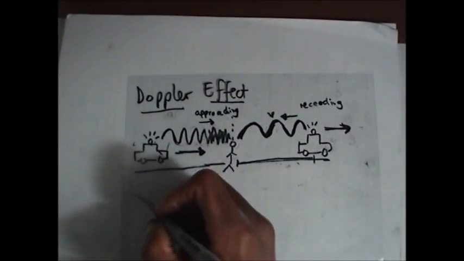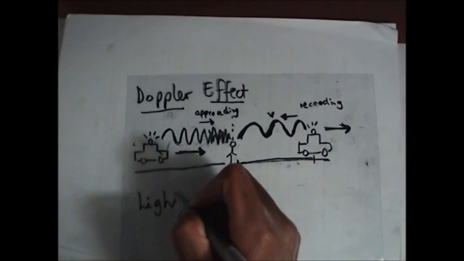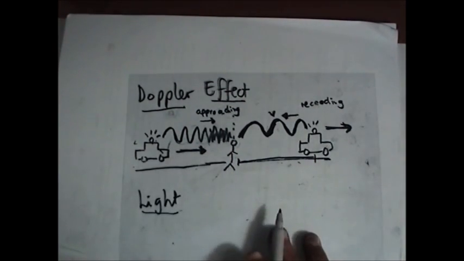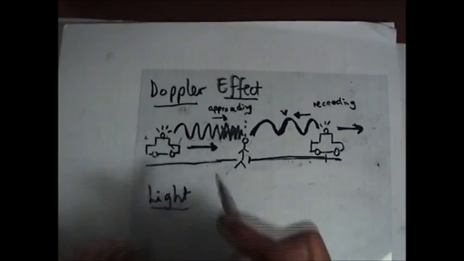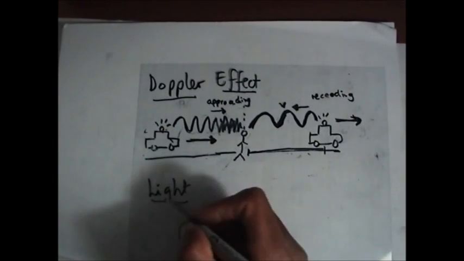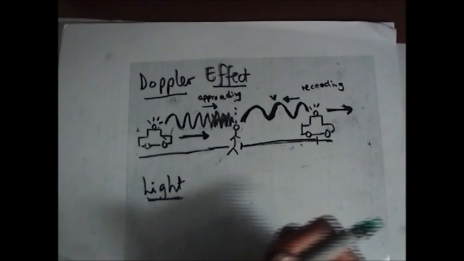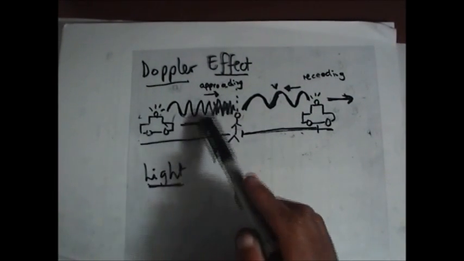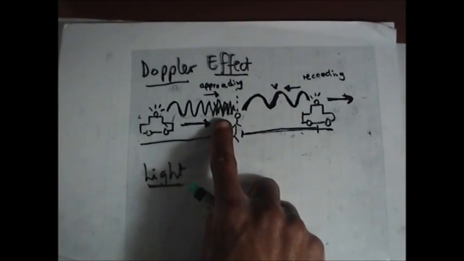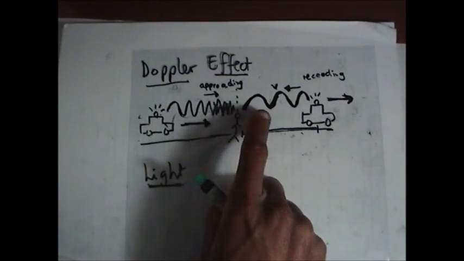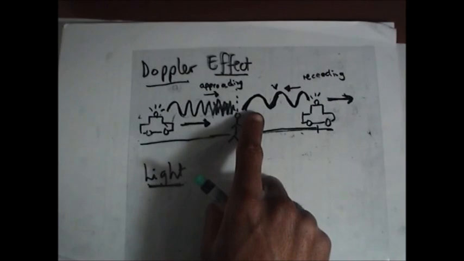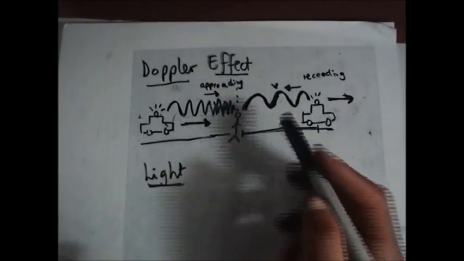But now we're not going to be talking about sound. We're going to talk about light, but the principles are the same. Imagine this was light, and we are going to discuss light using the electromagnetic spectrum. When it is approaching like this, the wavelengths get shortened, isn't it? And when it's going away, the wavelengths get longer.